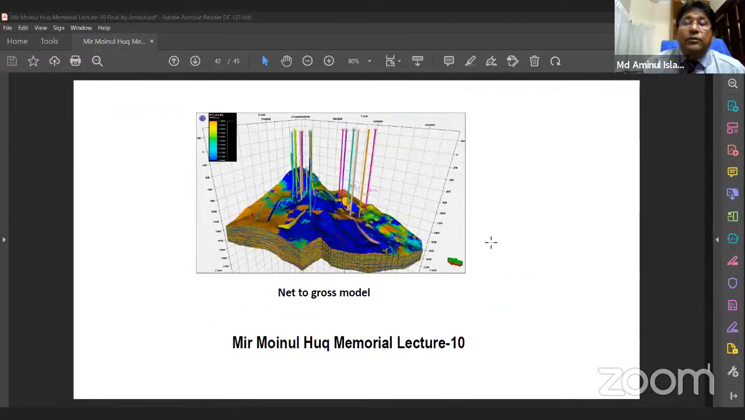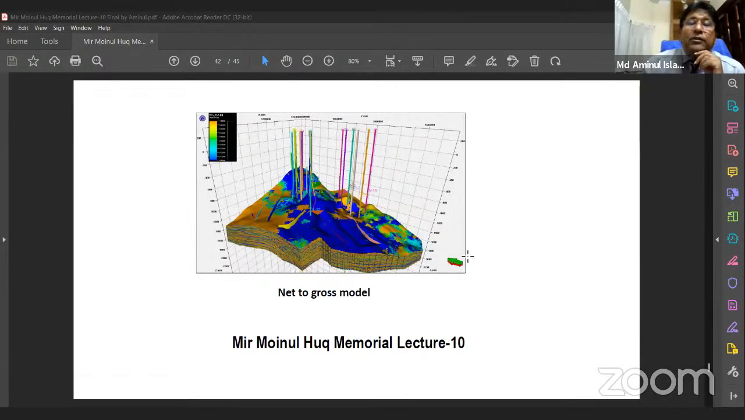And now come back to net to gross. Net to gross is a part of your resource and reserve calculations. So we need area, thickness, net to gross, saturation, and porosity. For net to gross calculation, we use three different types of cutoff. For porosity, anything below 10%, we cut. For water saturation, anything above 50%, we cut. And for shale volume, anything above 50%, we cut. After cutting all these things, this is a net model.